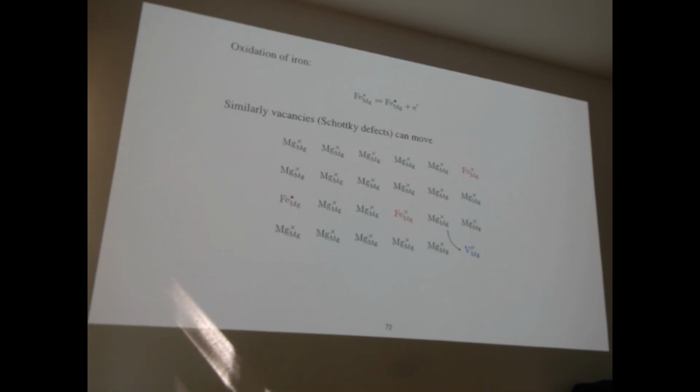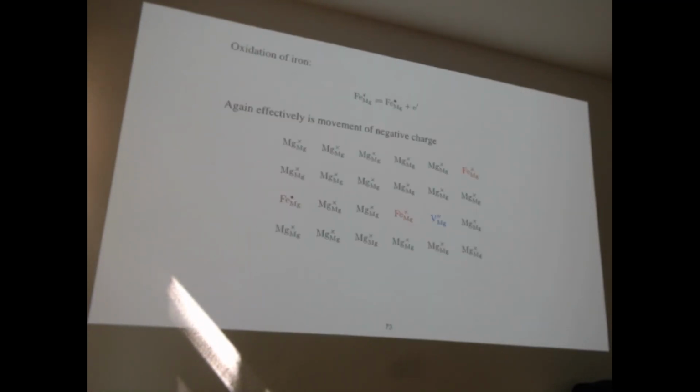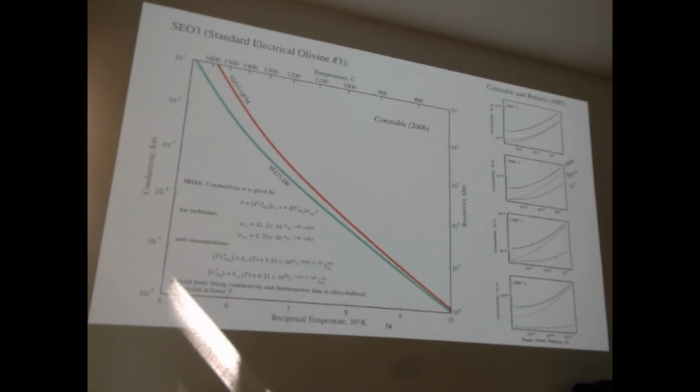So the polaron hopping doesn't much care about temperature. It's just an electron hopping between iron. But to move a vacancy requires more energy.